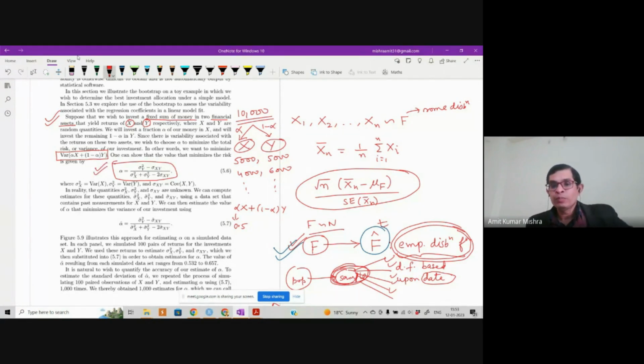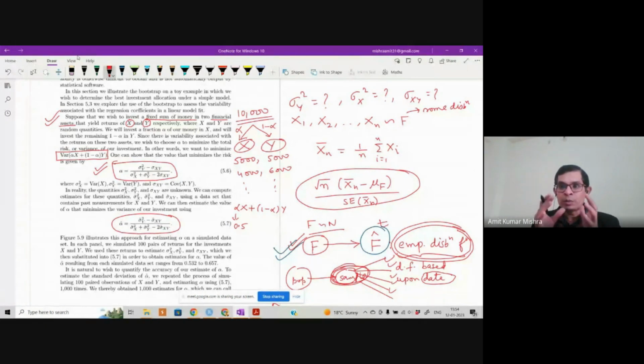But all of you know that we don't know the variance of y. Because in the population, what is the variance? We don't know. We don't know the variance of x also. We don't know the covariance between x and y. These things are unknown, so we have to estimate them. When you estimate them by standard methods, this will be the estimate of your alpha.